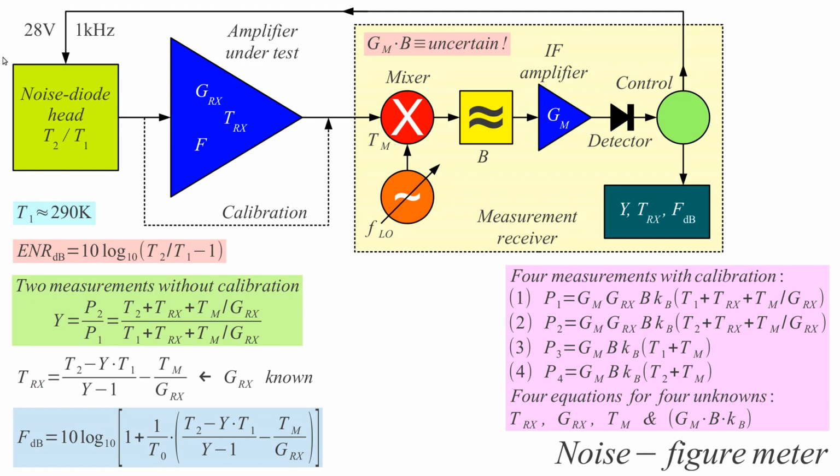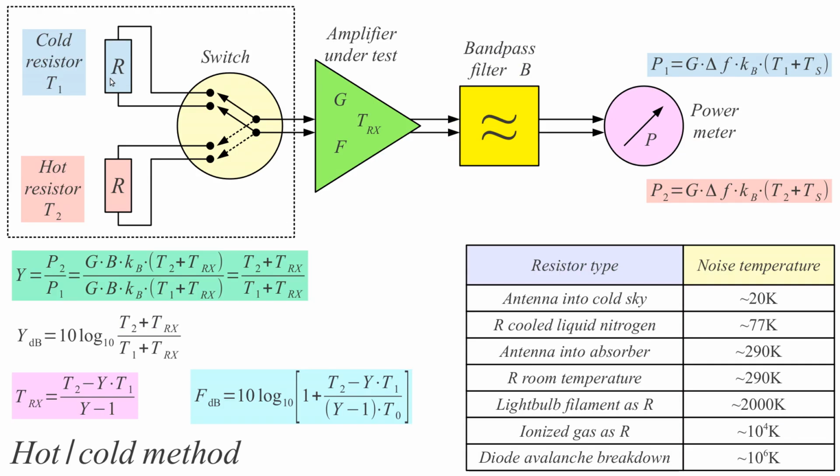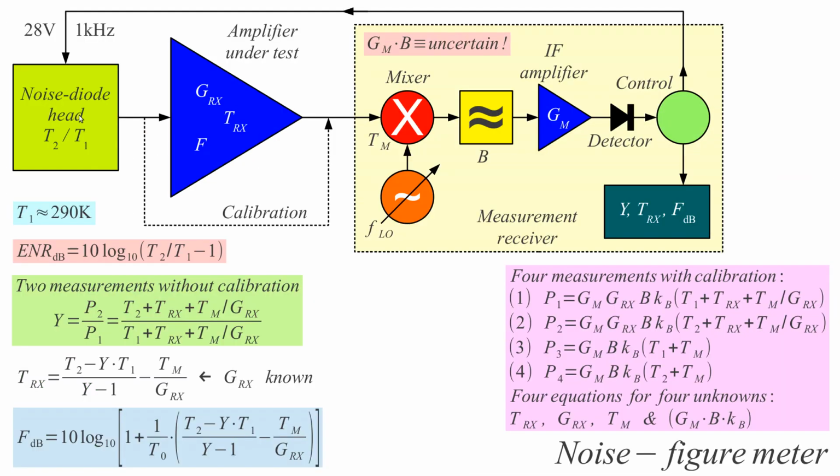That's the reason why we have a noise head with a built-in avalanche diode. Usually these noise heads have an 18 volt breakdown diode, so 28 volt plus a drop resistor, we get to the 18 volt of the noise diode head. Here we can get 1 million Kelvin for T2, while T1 is at room temperature at 290 Kelvin, so we may obtain quite a high excess noise ratio, usually expressed in dB.